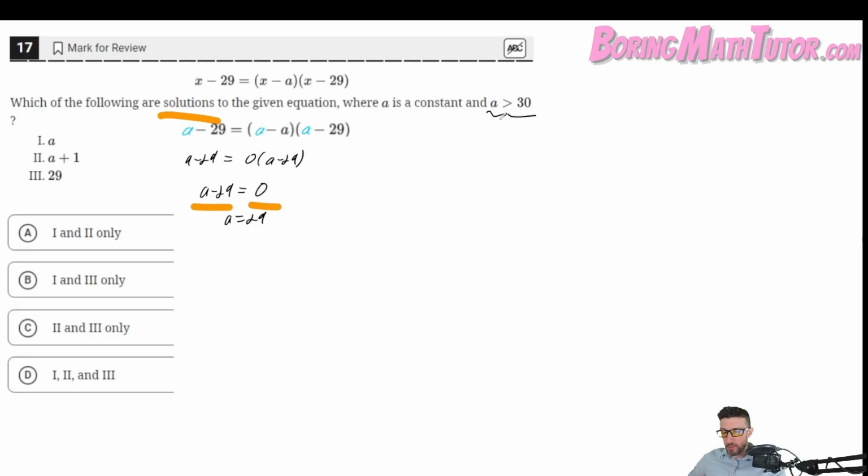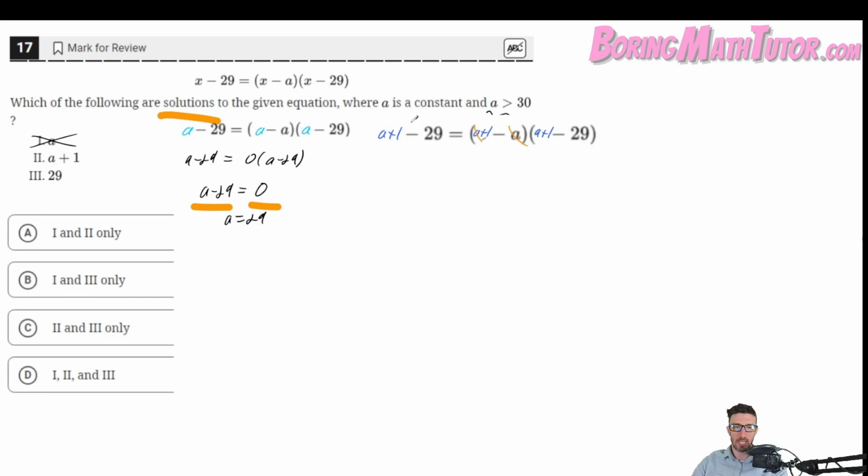But we're supposed to only be using a values that are greater than 30. So no, this one is actually out. What if I instead try to do this again, but this time instead of using x, I try using a plus 1. So everywhere I see the x, I put the a plus 1. Well, what's going to happen in that case?